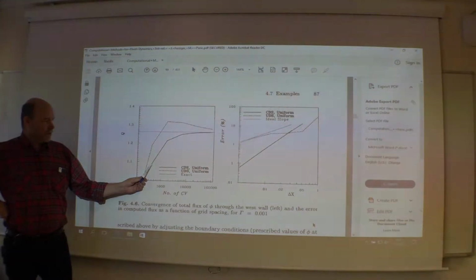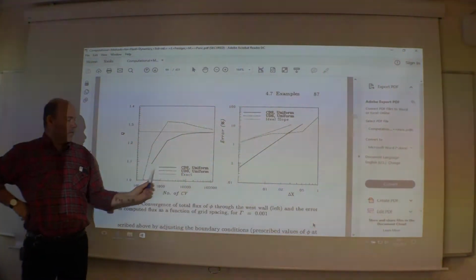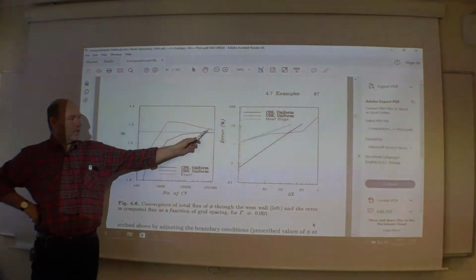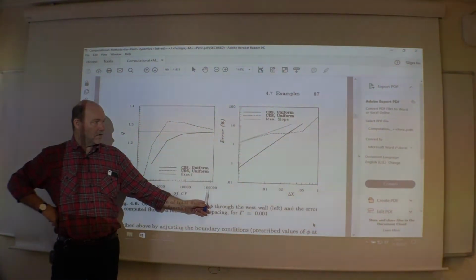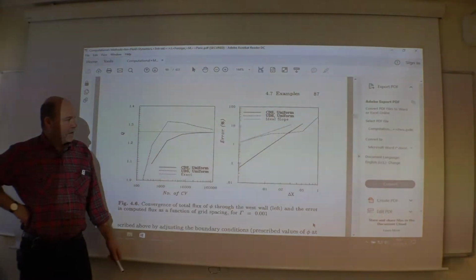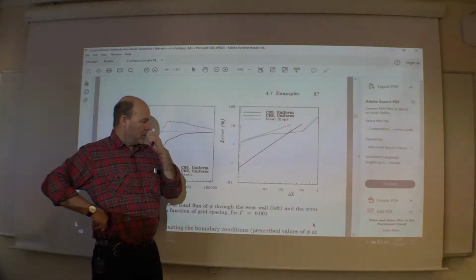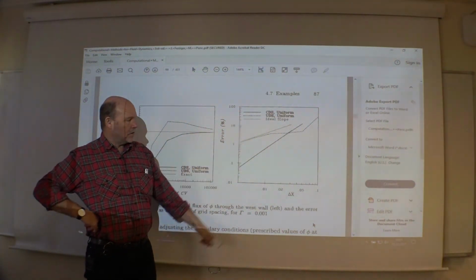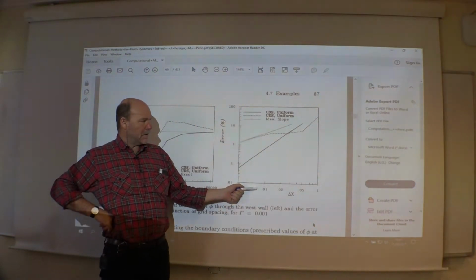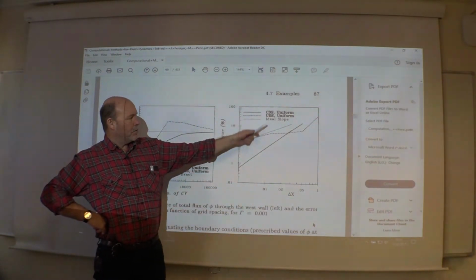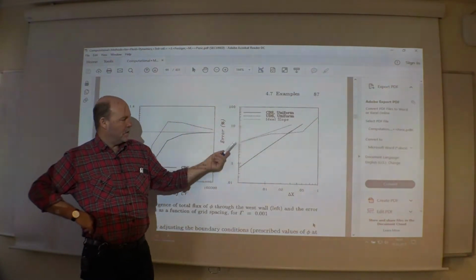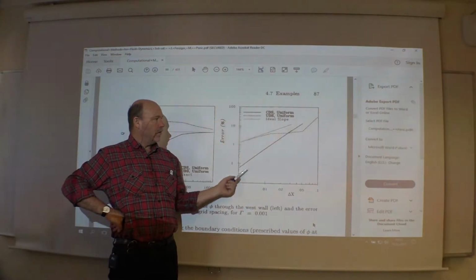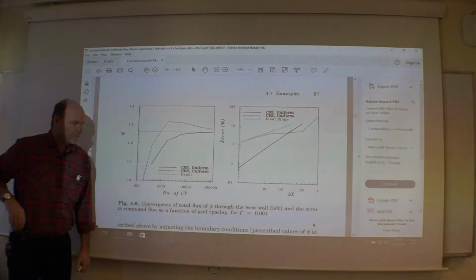So the central scheme is much better. Upwind has quite a big error all the time, even with a high number of cells. And of course the error, if you plot it here, log error versus cell size, we know the slope will be first order for the first order upwind, second order for the central scheme.